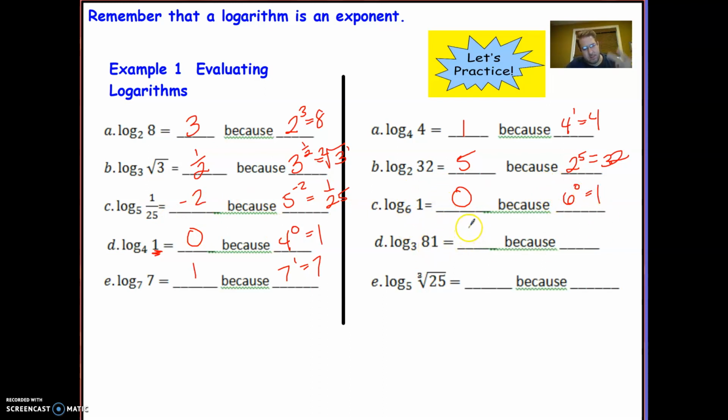3, 9, 27, 81. That answer is 4 because 3 to the 4th power is 81. And remember, this is really 5 squared. So this is really 5 to the 2/3. So the answer here is 2/3 because 5 to the 2/3 power is the cube root of 25. Now, this was a little bit tricky. I changed the 25 to 5 squared, and now I've got the same base as the base in the log.